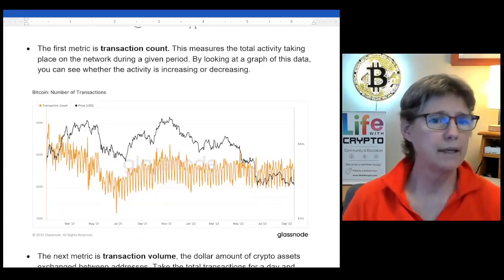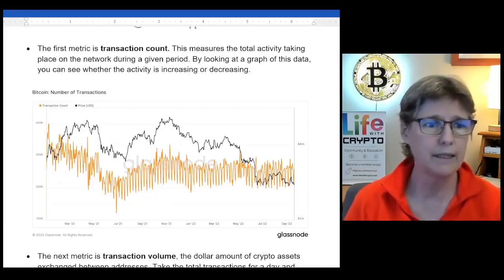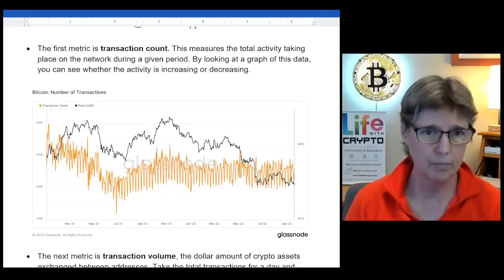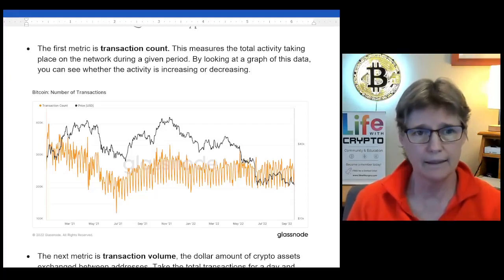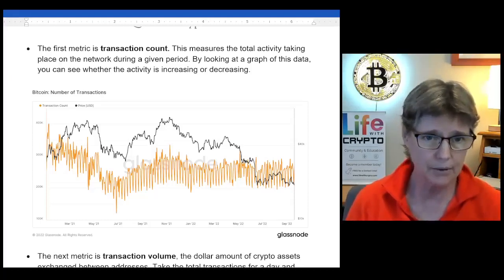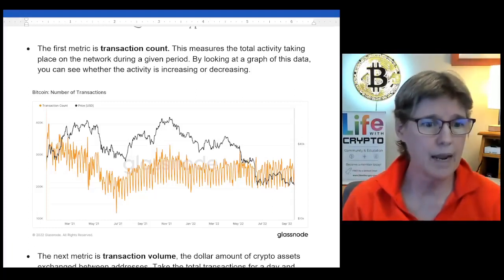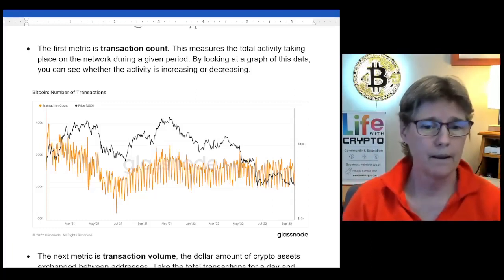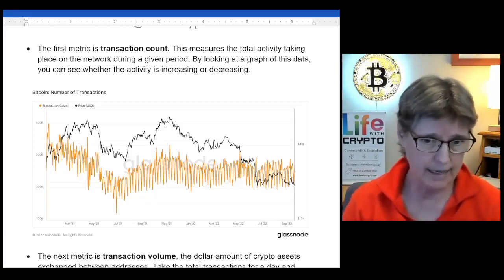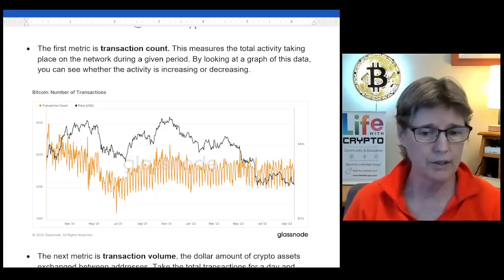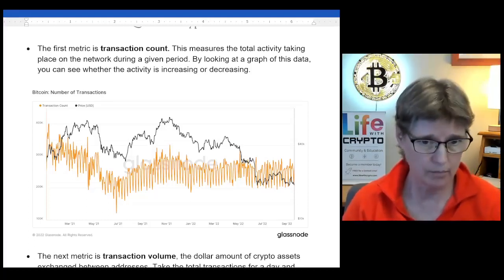The first metric is called transaction count, and this measures the total activity taking place on the network during a given period. And by looking at a graph of this data, you can see whether the activity is increasing or decreasing in comparison to the price. Now, this is a sample that I took from one of the service providers where you can gather blockchain on-chain data on blockchain metrics. And this is showing us the number of transactions on the Bitcoin blockchain.